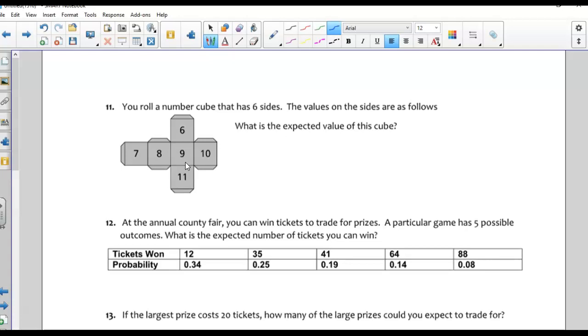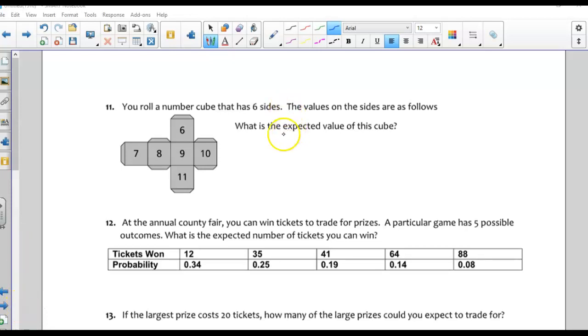Okay. This is basically an unrolled cube. But here we go. You roll a number cube, or die, that has 6 sides. But this has different numbers on it, not 1 through 6. The values on the sides are as follows. What is the expected value of this entire cube?